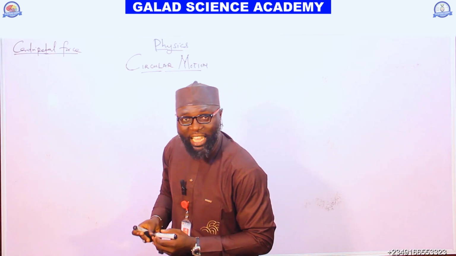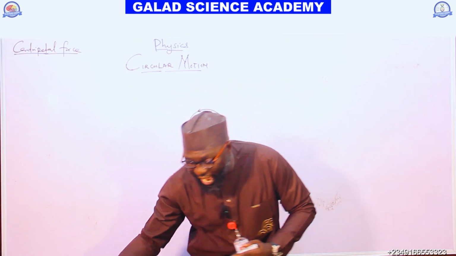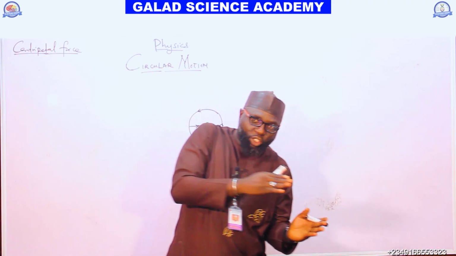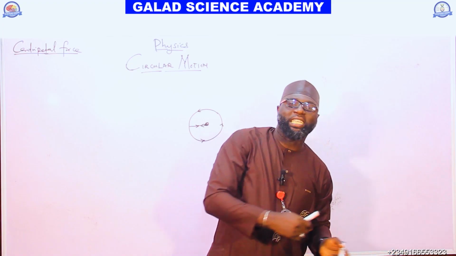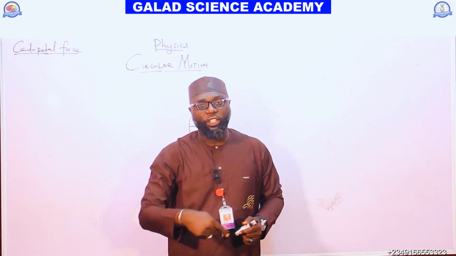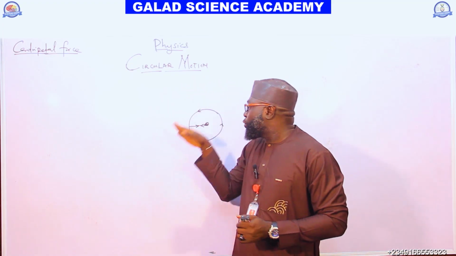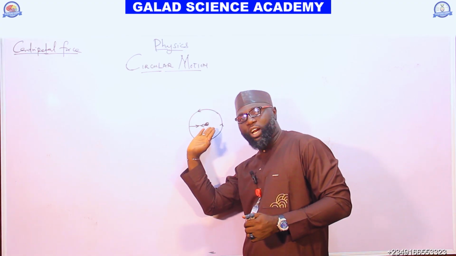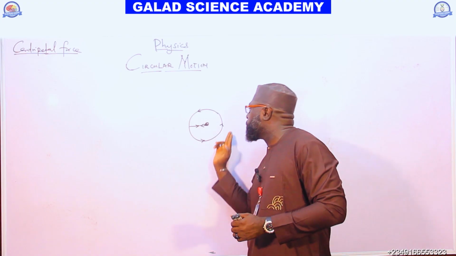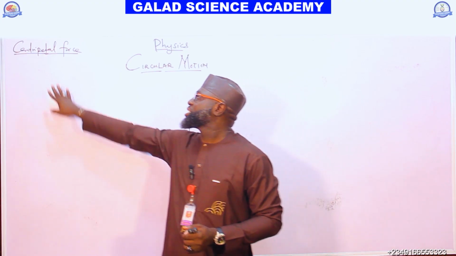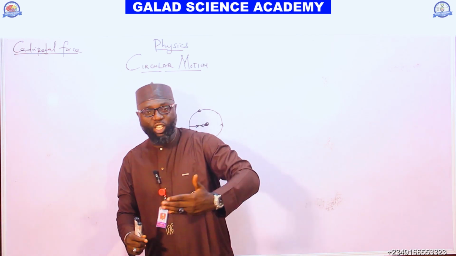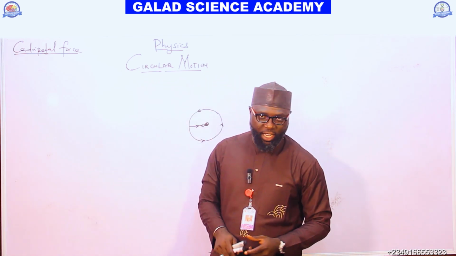If you see a car that is moving along a roundabout or a circular track, the car will bend toward the center of the circular track. The force that keeps the body to move toward the center of the circular track, or to make a body move along the circular path, is called centripetal force. And the acceleration is called centripetal acceleration.